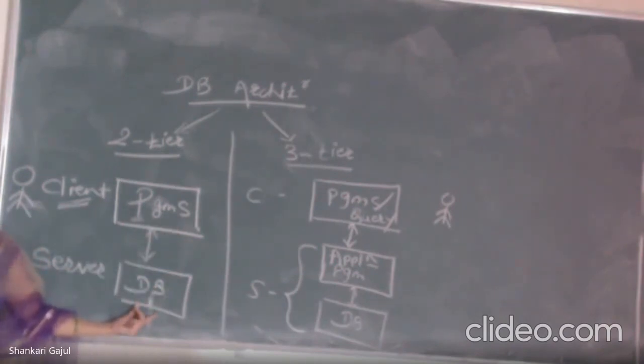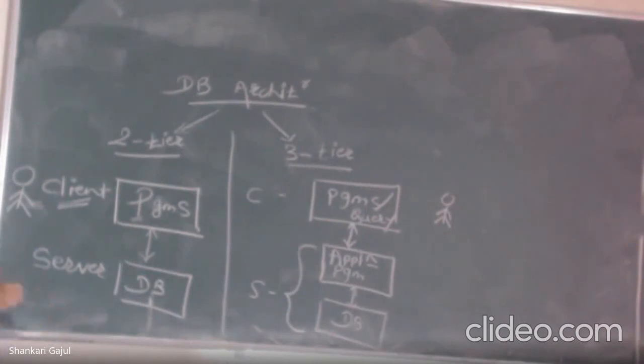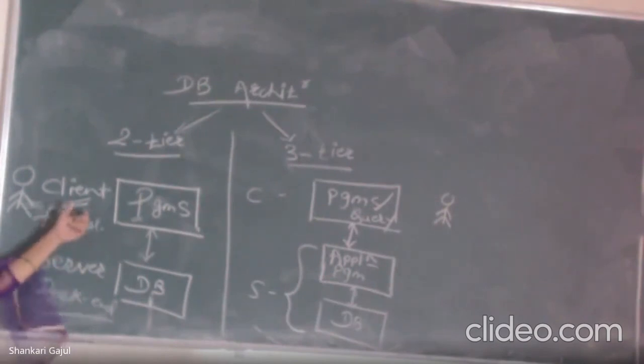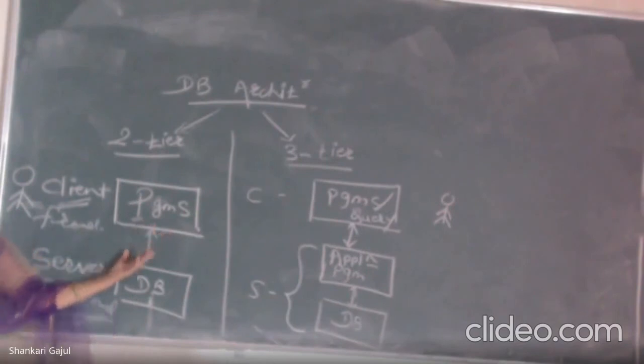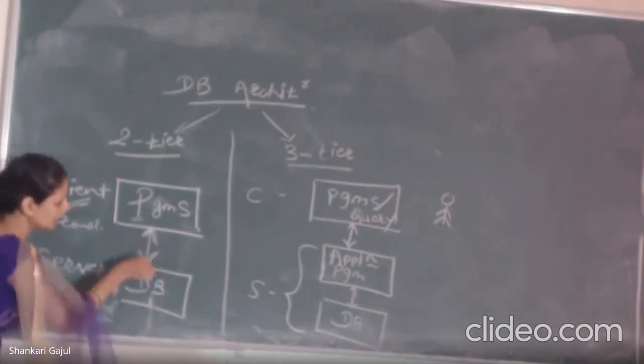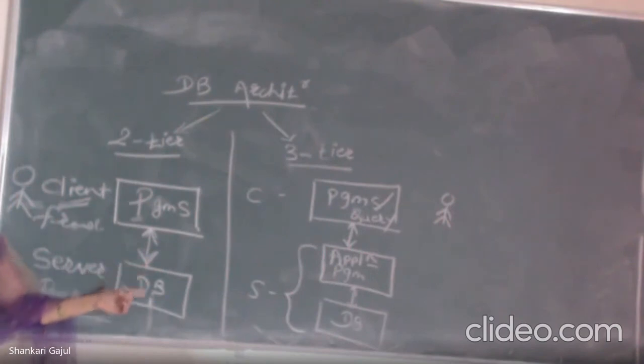Obviously the database is present on the back end. We cannot see the particular data. It is present on the database system, so it is on the back end, and this is on the front end. The client can write the so and so application program or queries and interact with the database system. So they can directly interact. See here, the arrow directly interacts with the database system.